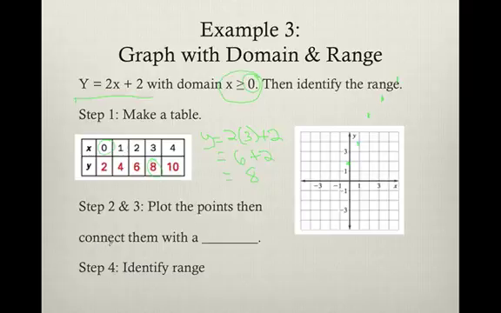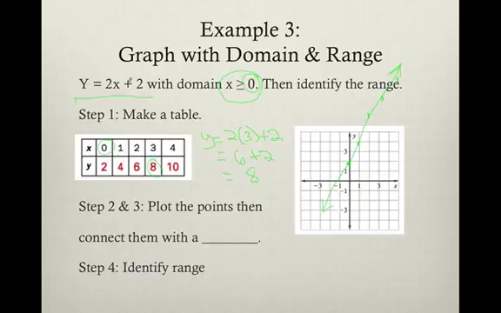Now, my question to you is, I need to connect these points. Am I going to be connecting them with a line? Well, let's say I connected them with a line. Don't do this yet on your notes, okay? Let's say I connected them with a line. Is this a correct way to graph this?